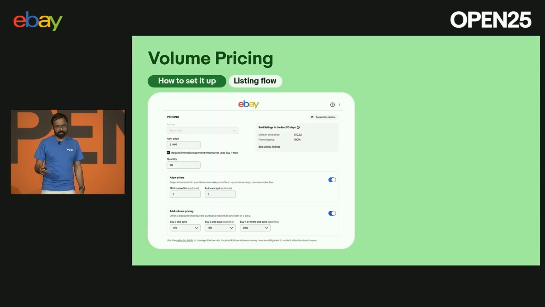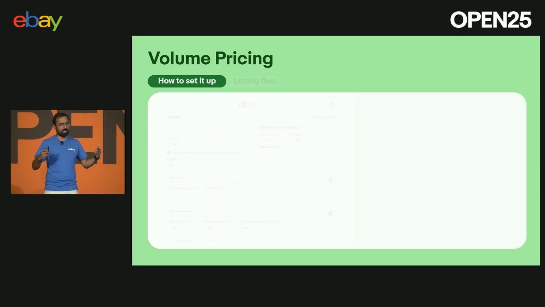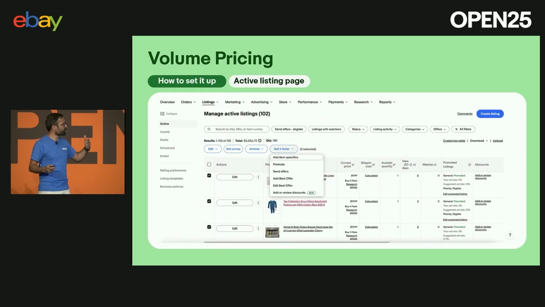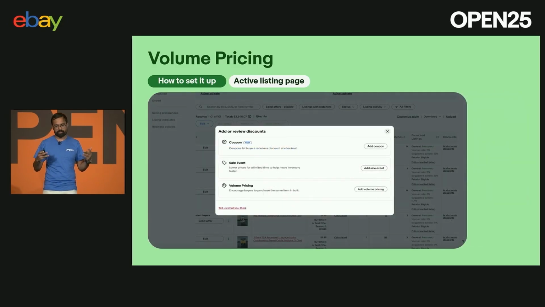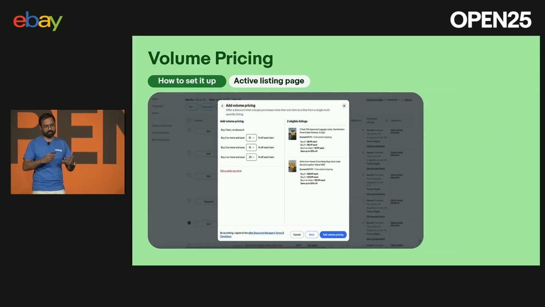So how to set it up? Again, very easy on the listing flow. Then same, you go on the active listings page, and there's a drop down, very similar to sale event and coupon. So you don't have to relearn how to set these campaigns. So this is all pretty self-explanatory.